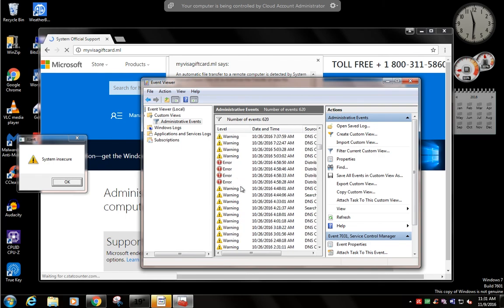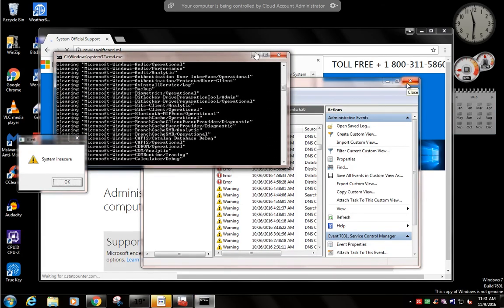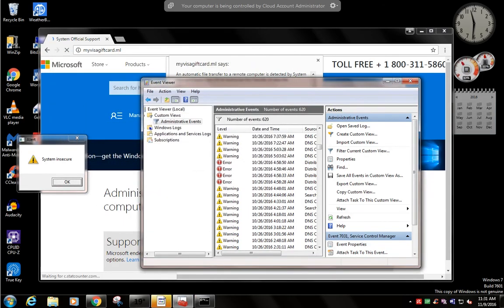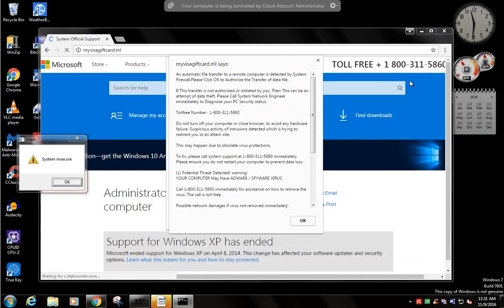Okay, so there are some kind of errors and warnings here. If you can see the number of events up here, these are like 620 events, isn't it? Yeah. So I guess there are more than 600 intrusions running in your network. Yeah, that doesn't look too good.